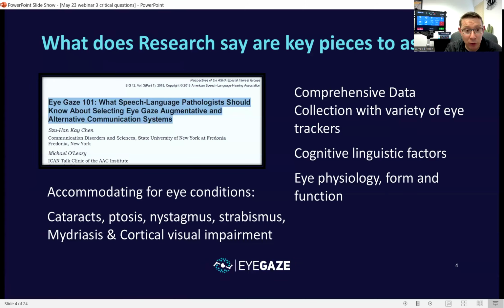This article also stresses the need to accommodate for various eye conditions in order for someone to be successful with Eyegaze. These are the specific conditions mentioned, and all of these have some sort of accommodation within the Eyegaze Edge. It talks about cataracts or cataract removal, lens replacement surgery, ptosis, nystagmus, strabismus, mydriasis, and cortical visual impairment. So I highly recommend this article in increasing your skills as an assessor.